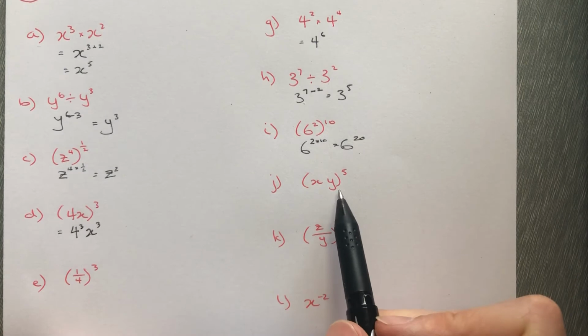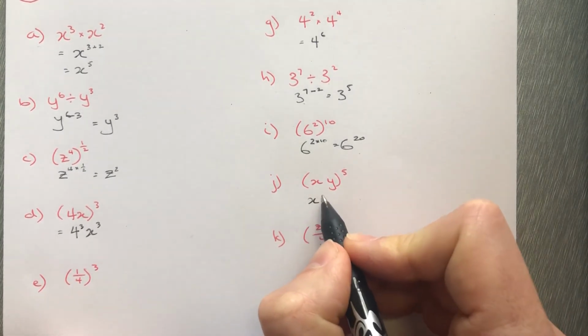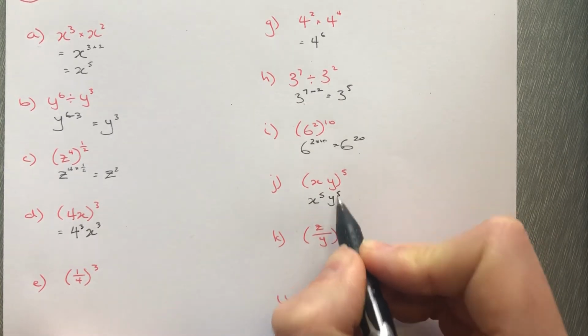Over here is the same sort of thing, isn't it? So that 5 is going to apply here, and it's also going to apply there. So we'll get x to the power of 5 times y to the power of 5.